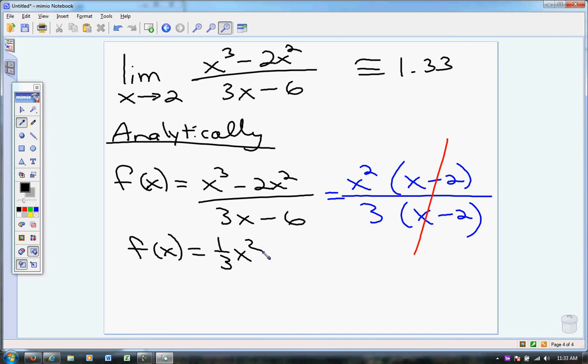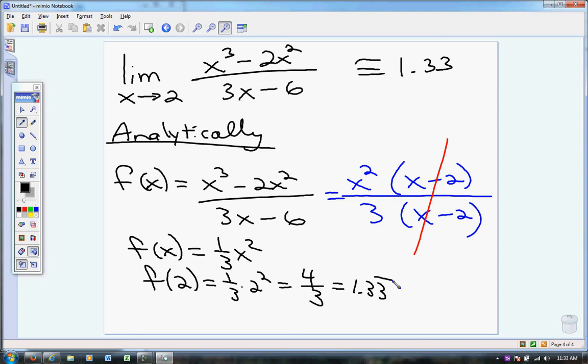Right? Now let's find f of 2. Weren't we looking at 2? What happens now if I find f of 2? 1/3 times 2 squared. Isn't that equal to 4/3? And what is 4/3 as a decimal? I bet I know. 1.33 repeating.